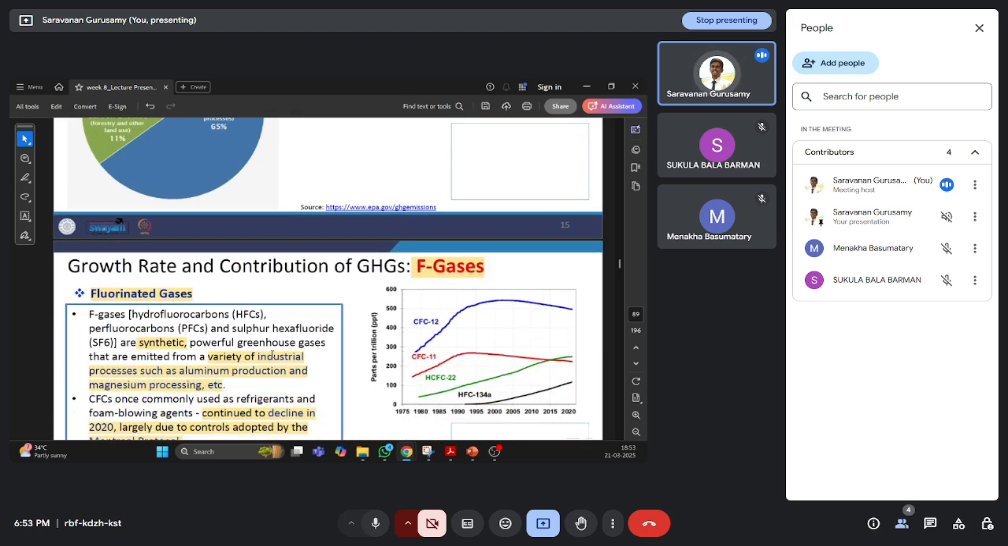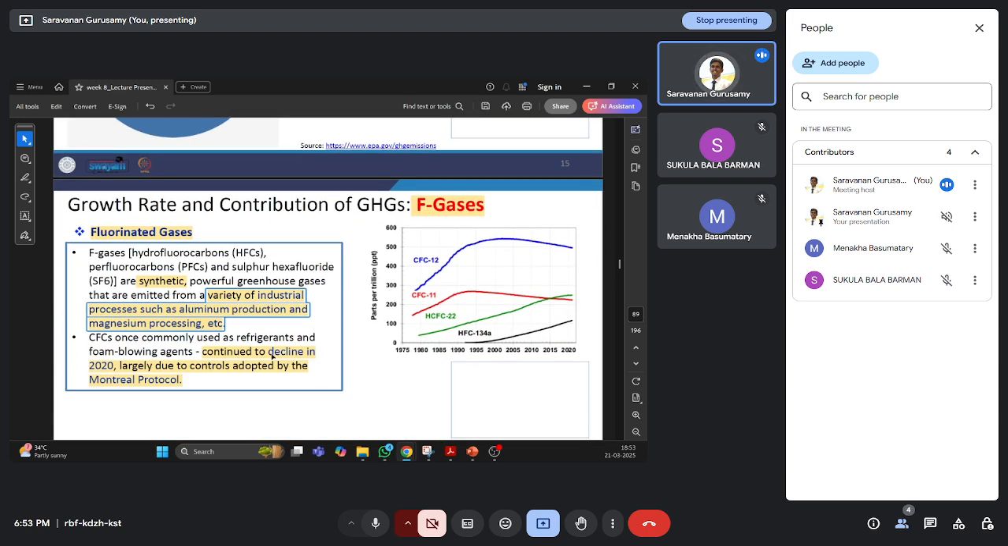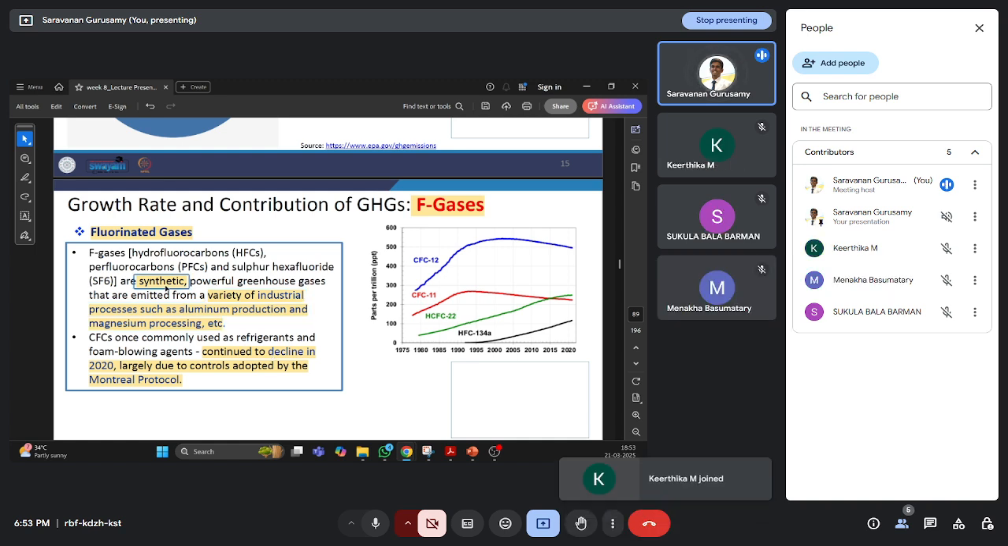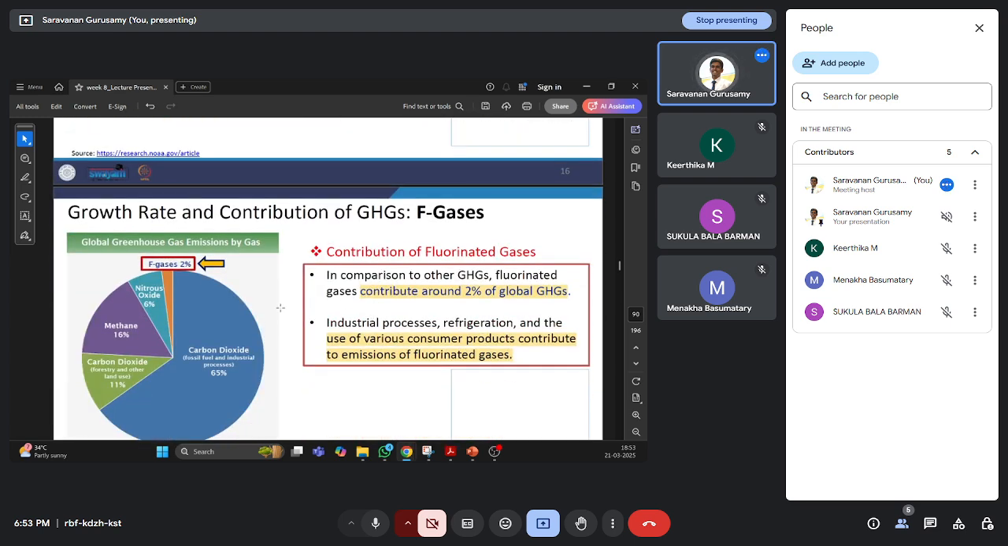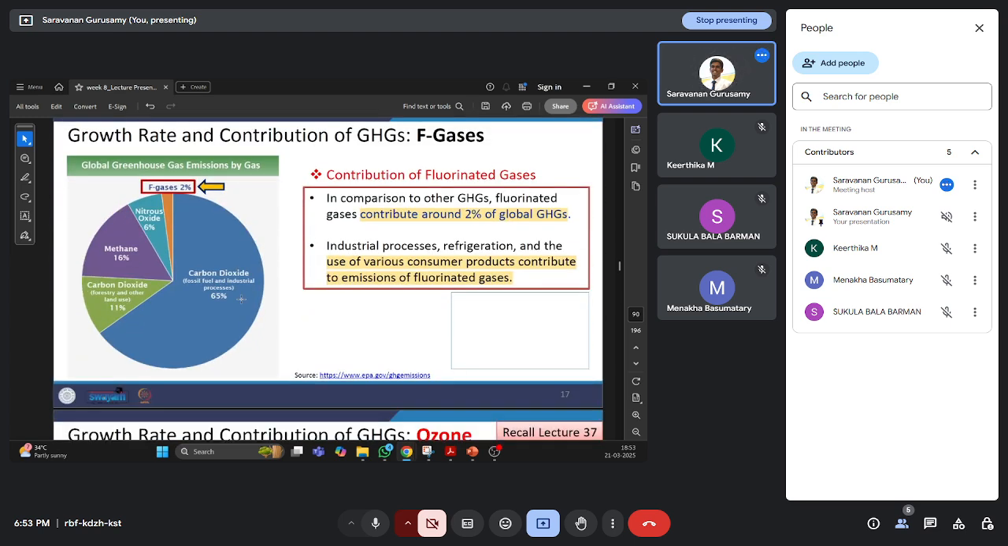Then another one is F gases, that is fluorinated gases, which also have a huge global warming potential. They are released from synthetic industrial processes like aluminum production and magnesium processing. So you can see the fluorinated gases increase. Fluorinated gases also cause a problem with ozone layer depletion, and they have a global warming potential too, contributing 2%.